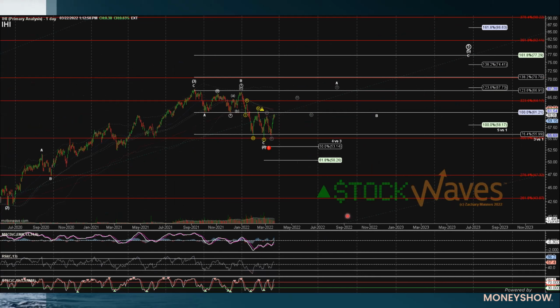IHI, medical devices, was yet another name where the move into the end of 2021 in January looked like a corrective flat that was not making a higher high. It was getting pretty close, but so far it was still holding as a very clear corrective flat consolidation after what looked like a very clear top to our wave 3. In this case, counted as an ABC up for a diagonal pattern. That's not something that we're going to get into because we just don't have time.